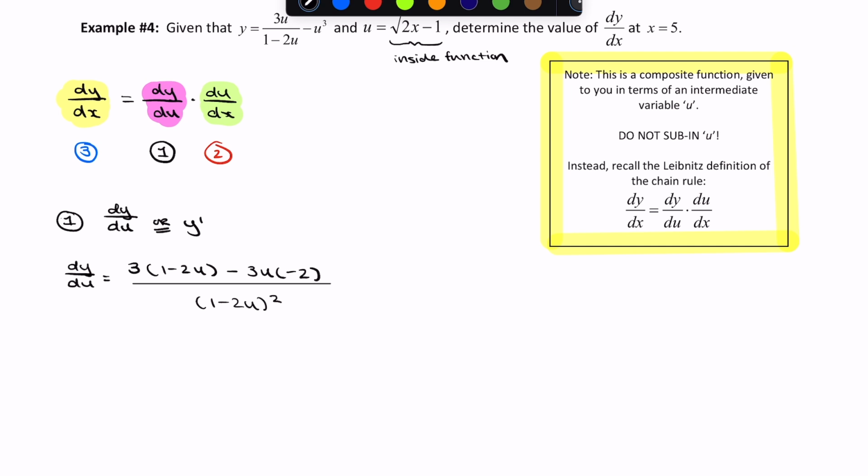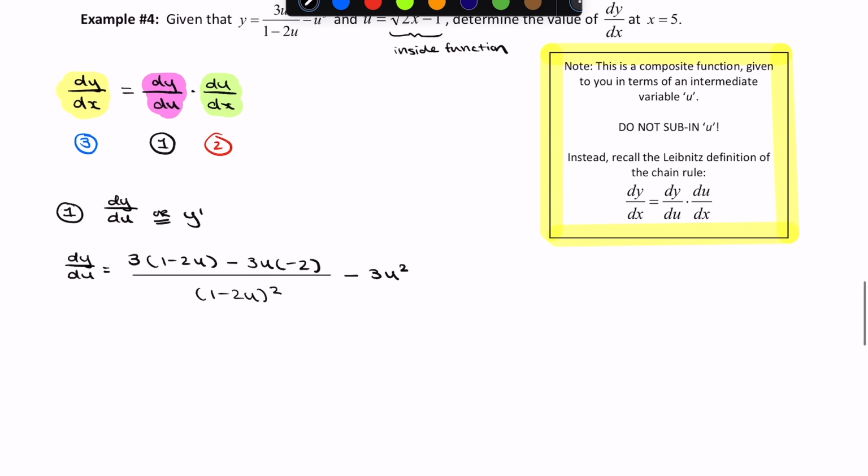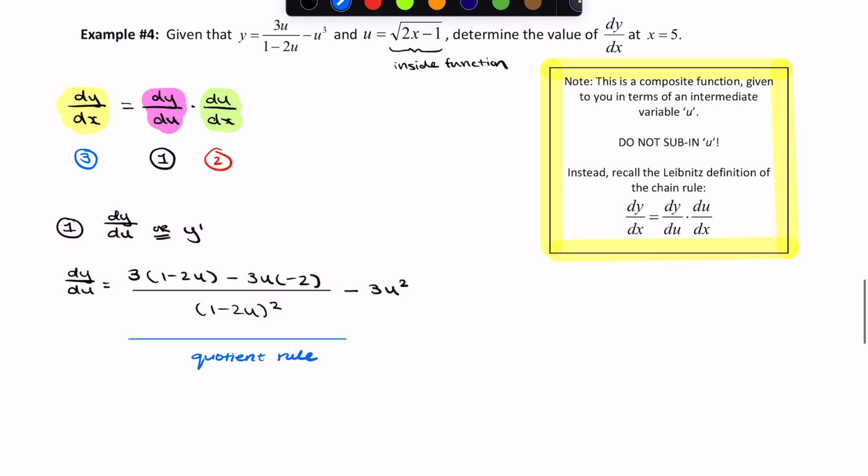And here we also have our negative 3u squared, which comes from the negative u to the power 3 on the outside. So quotient rule for here, and just a simple derivative for the negative u to the power 3.